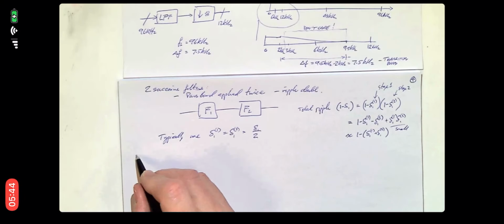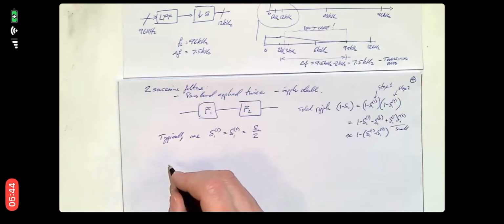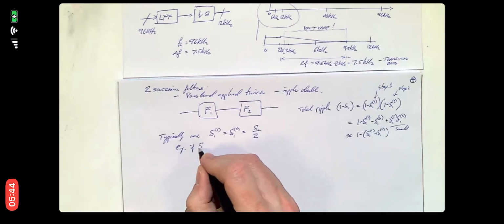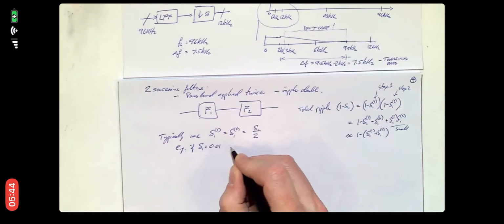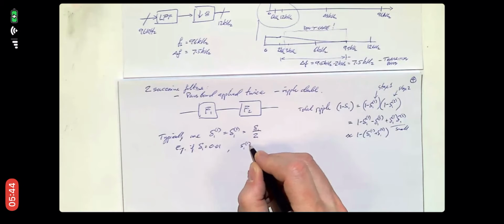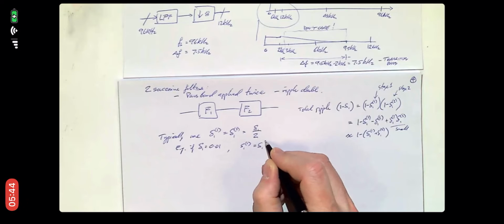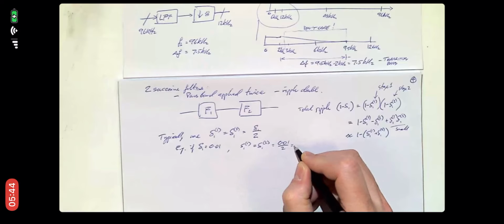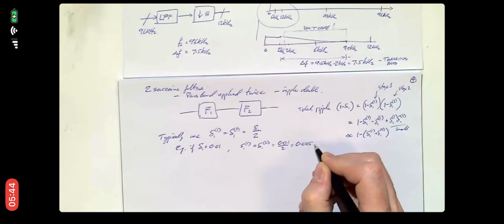So let's bring this all together. E.g., if delta 1 was equal to 0.01, then delta 1,1 equals delta 1,2 equals 0.01 over 2, which is 0.005.